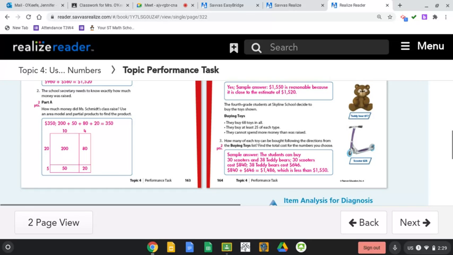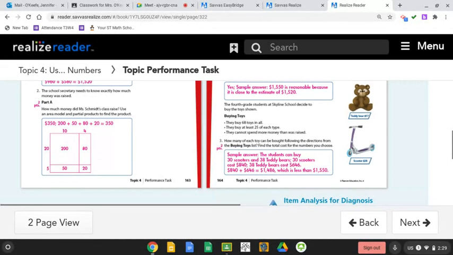The 4th grade students at Skyline School decide to buy the toys shown. They buy 68 toys in all. They buy at least 25 of each type. They cannot spend more money than was raised. So how many of each toy can be bought following the directions from the buying toys list? Find the total cost for the numbers you chose.